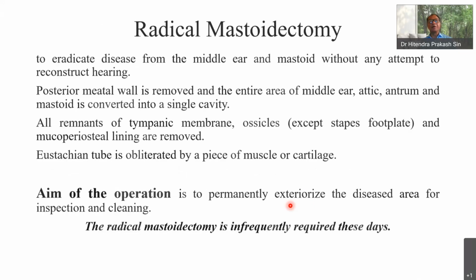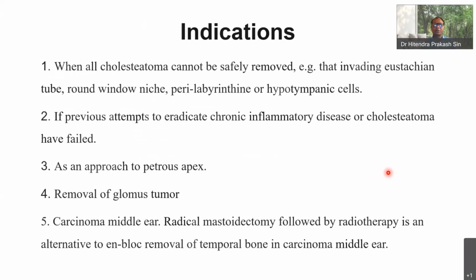Now, radical mastoidectomy. In this, we eradicate the disease. All the remnants of the tympanic membrane, ossicles except the stapes footplate, and the mucoperiosteal lining are removed. The eustachian tube is obliterated by a piece of muscle or cartilage. The aim of this operation is to permanently exteriorize the diseased area for inspection and cleaning. And as I've told you, radical mastoidectomy is infrequently required these days because of better procedures.